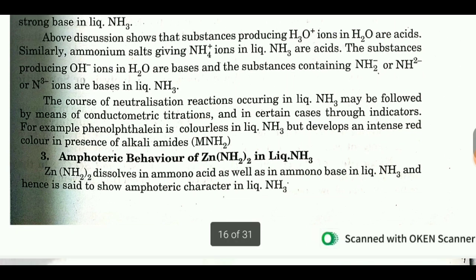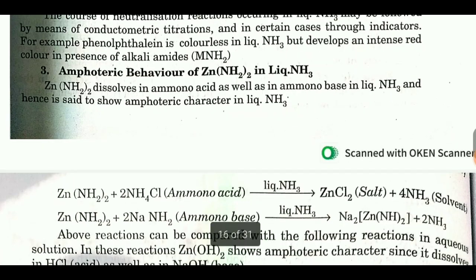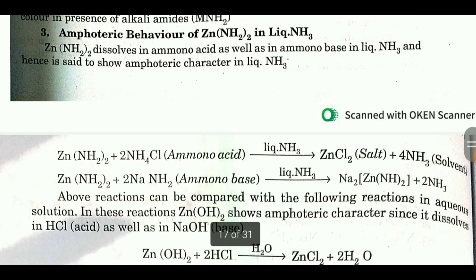The course of neutralization reaction occurring in liquid ammonia may be followed by means of conductometric titration and in certain cases through indicators. For example, phenolphthalein is colorless in liquid ammonia but develops an intense red color in presence of alkali amides. Third, amphoteric behavior of Zn(NH2)2 in liquid ammonia. Zn(NH2)2 dissolves in amino acids as well as in amino base in liquid ammonia and hence is said to show amphoteric character in liquid ammonia.